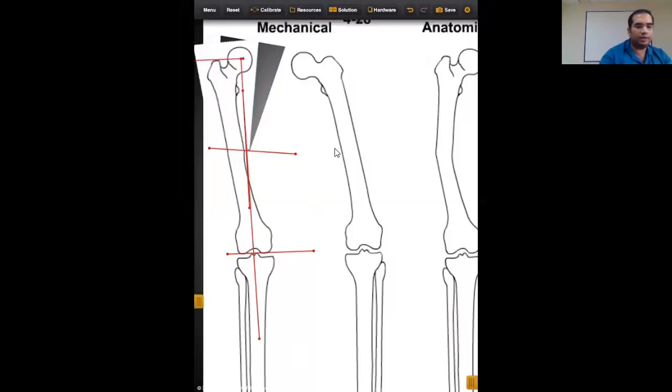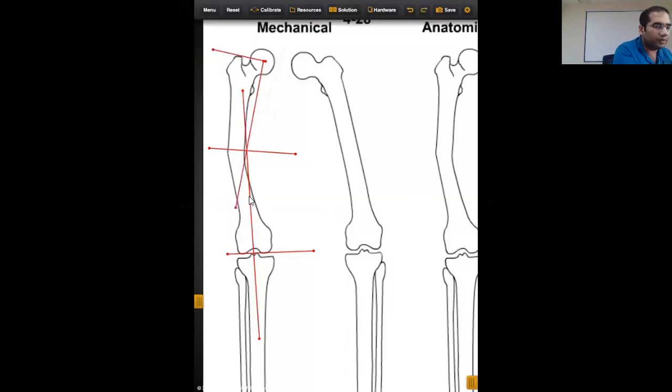Now look what has happened. The mechanical axis has been restored. There is no translation, and the femur has realigned. This is simply a rule 1 osteotomy. So what will happen if I don't place my hinge?